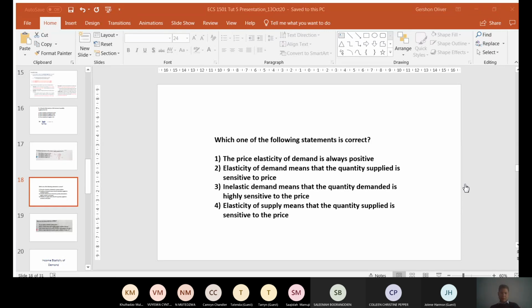Given that we've got 4 minutes left, what is the correct answer? You can maybe just put that in the chat. Which one of the following statements is correct? The price elasticity of demand is always positive. Elasticity of demand means that the quantity supplied is sensitive to price. Inelastic demand means that the quantity demanded is highly sensitive to the price. Elasticity of supply means that the quantity supplied is sensitive to the price.